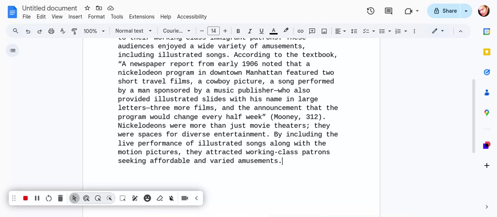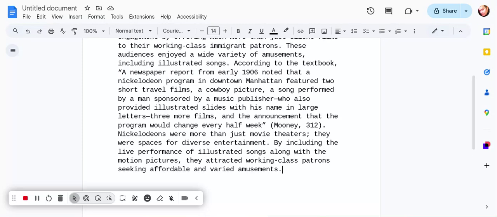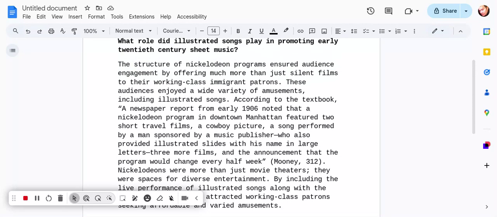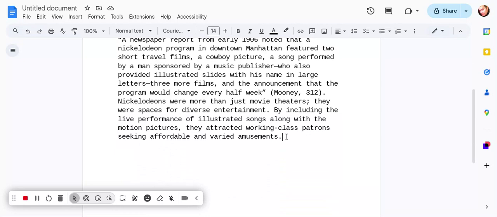and varied amusements, right? So once again, you've got the evidence, you have an introductory phrase, you have the citation, you have an analysis of the evidence, and you have an explanation of why it is significant.